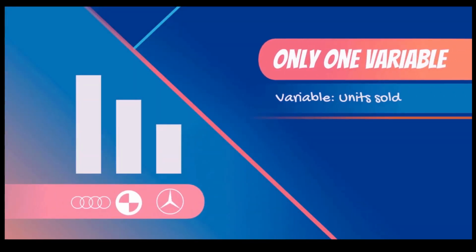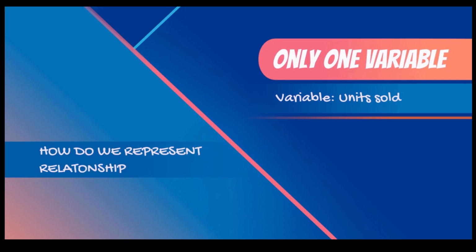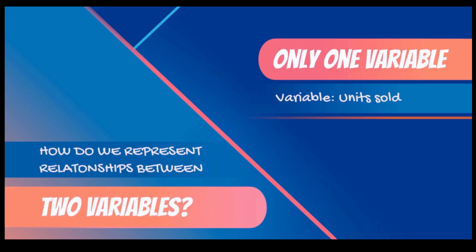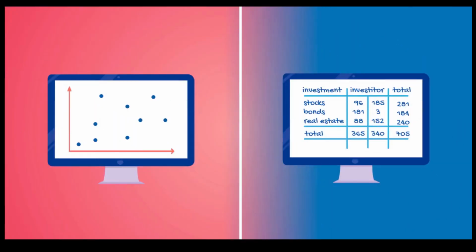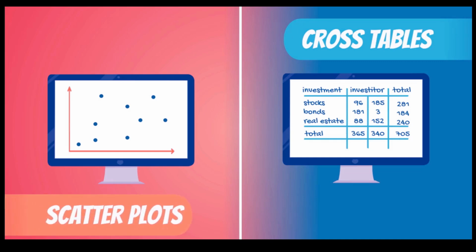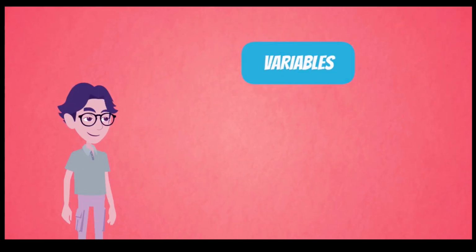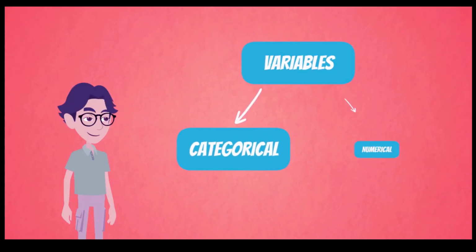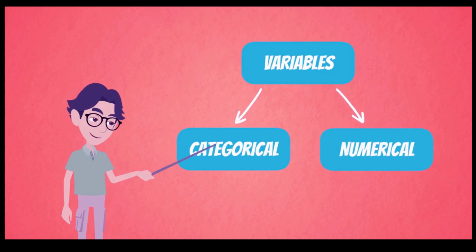So far, we have covered graphs that represent only one variable. But how do we represent relationships between two variables? In this video, we'll explore cross-tables and scatter plots. Once again, we have a division between categorical and numerical variables. Let's start with categorical variables.